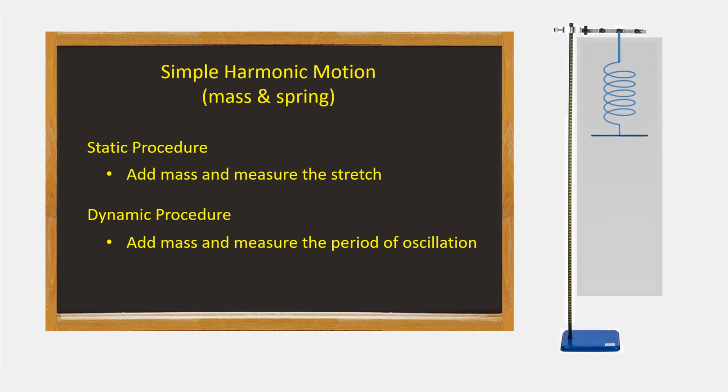Simple harmonic motion, mass and spring. Our objective is to determine the Hooke's law spring constant K of a vertically mounted spring. A static procedure will involve adding mass and measuring the stretch of the spring. A dynamic procedure will involve adding mass, setting the mass oscillating, and measuring the period.